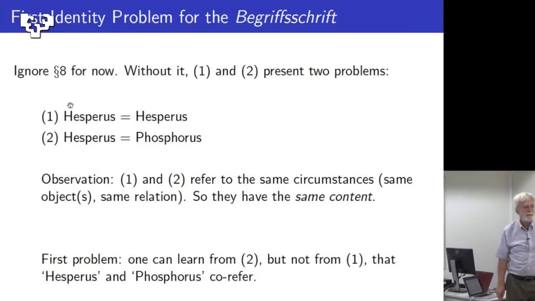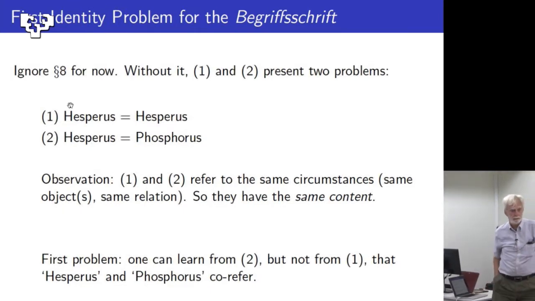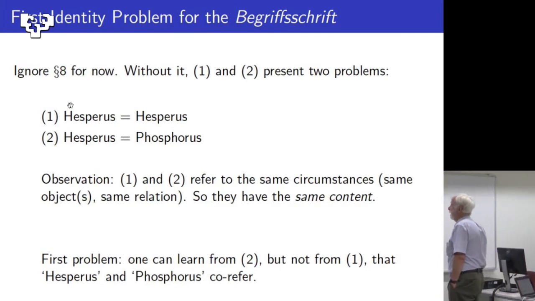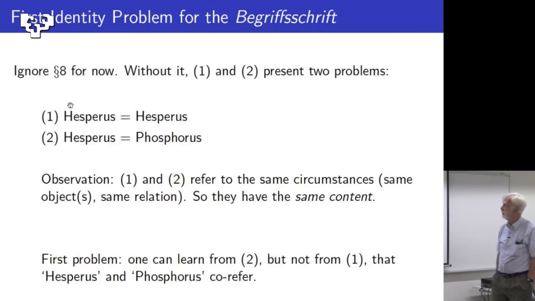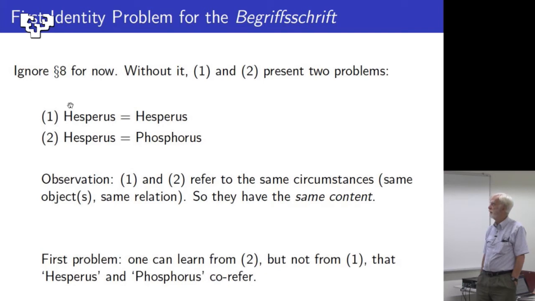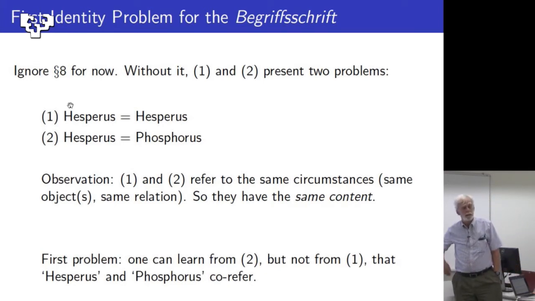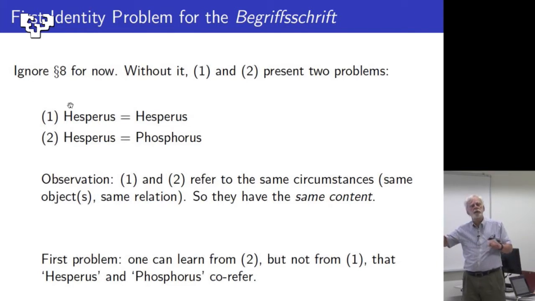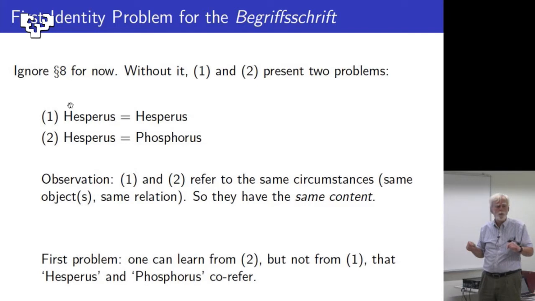Now, why did he give us section 8, where he bifurcates the meaning of all names? Well, because it looked to him like he had two problems. And I am illustrating both with Hesperus and Phosphorus, which he did not use. In this work, he uses A and B, capital A and B. On sense and reference, he uses little a and little b. In function and concept, he uses the morning star and the evening star.